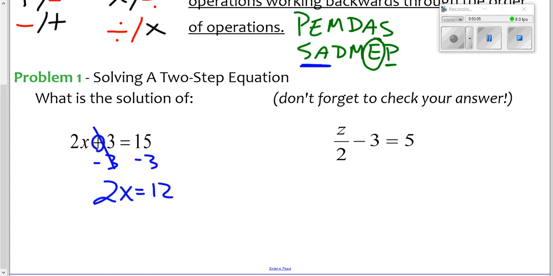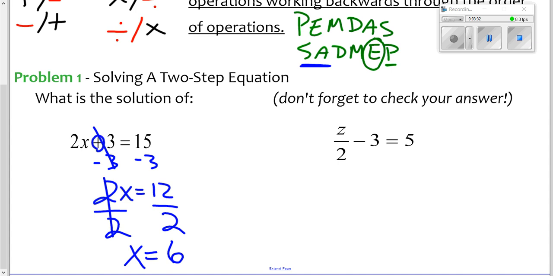Working with my next step, so the second step of a two-step equation, I'm going to have to undo this. This is multiplication. That 2 and the x are put together by multiplication. To undo that, I will now divide. Okay, and these will go away, and I get x left over. 12 divided by 2 gives me 6.